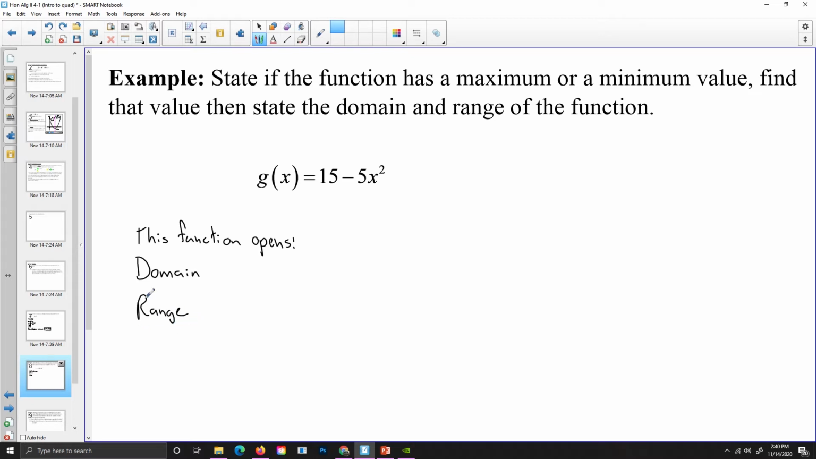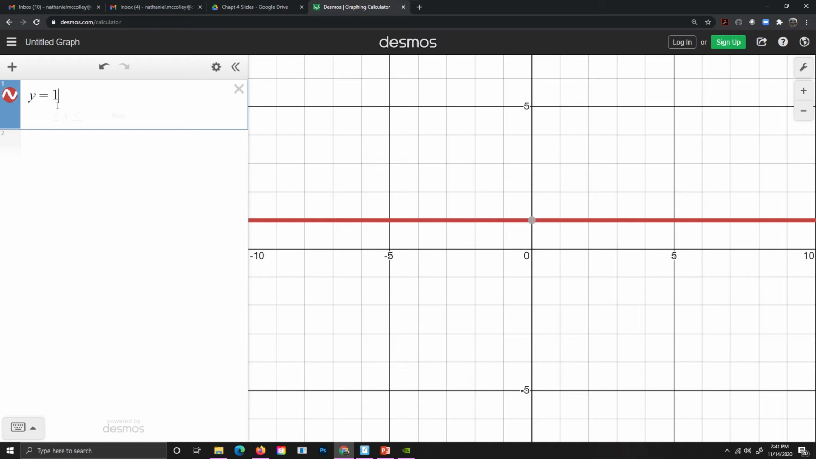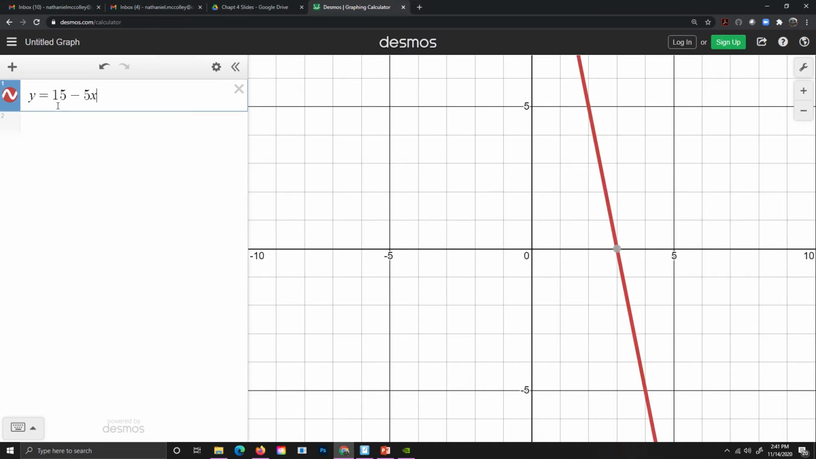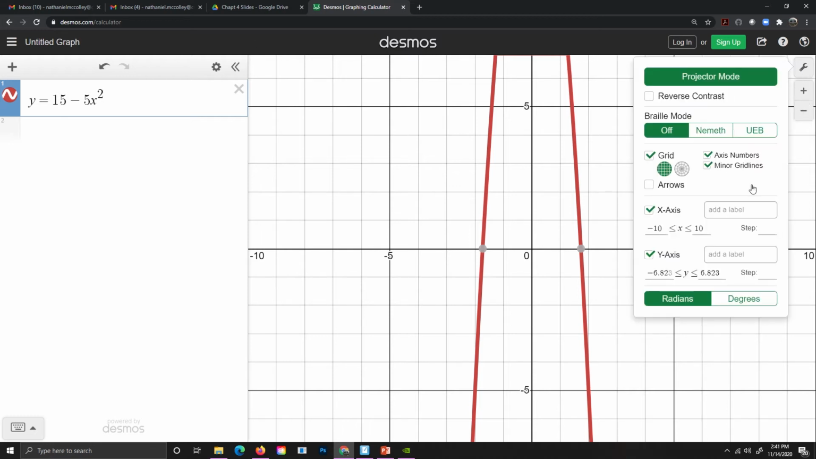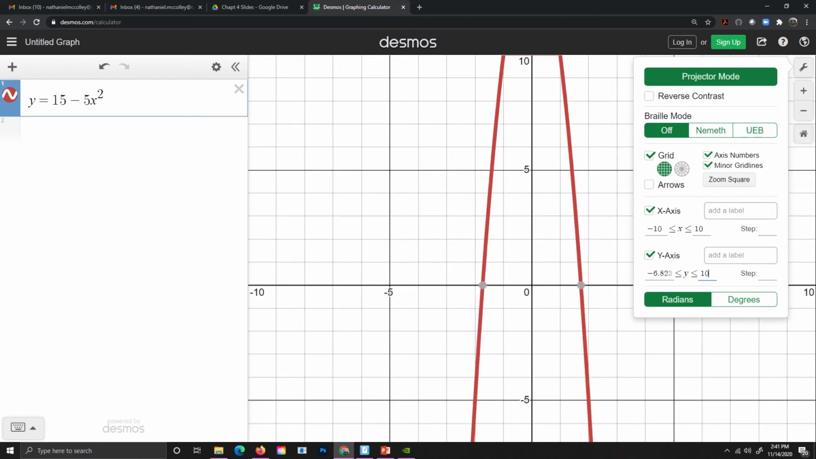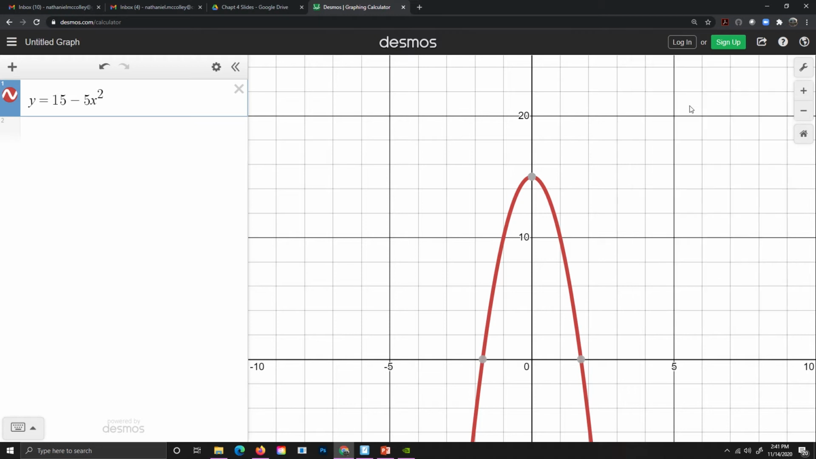So let's take a look at Desmos again and we'll clear this one out and we'll just go y equals, we don't have to have it perfect, so 15 minus 5x squared. And let's change our window a little bit so that we have more on the y-axis. So let's make that a 10. I think that'll work. That will not work. So let's make it 25. There we go.